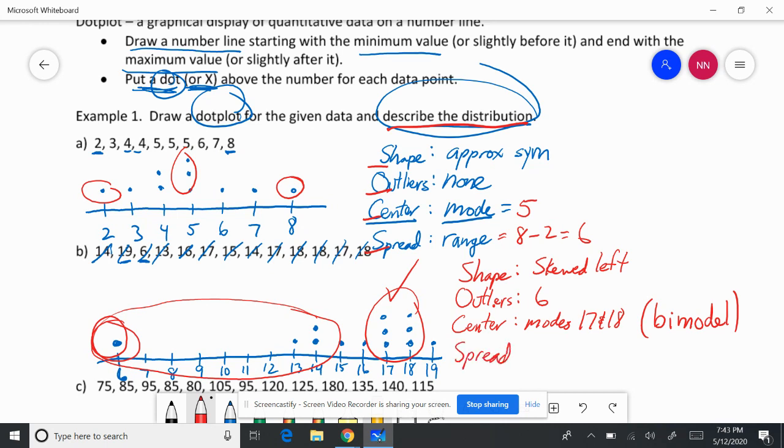And the last thing that we're going to do is we're going to look at our spread. With the spread, we're talking about the range, so make sure you write the word range because there's lots of different spreads. Our maximum value is 19. Our minimum value is 6. When we subtract them, 19 minus 6 is 13.